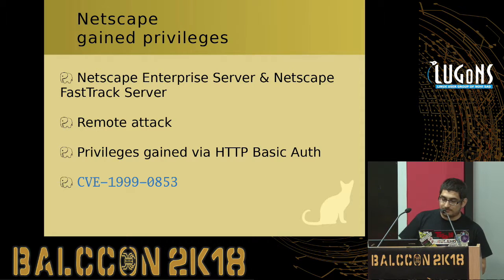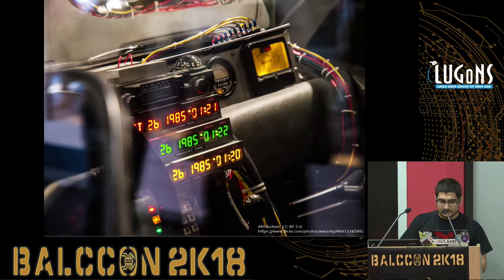In 1999, there was Netscape out there. Maybe some people remember. And Netscape had Enterprise Server and Netscape Fast Track Server as software. And there was a remote attack on the servers via HTTP basic authentication. You could gain privileges on this system with this remote attack. And it was CVE-1999-0853.